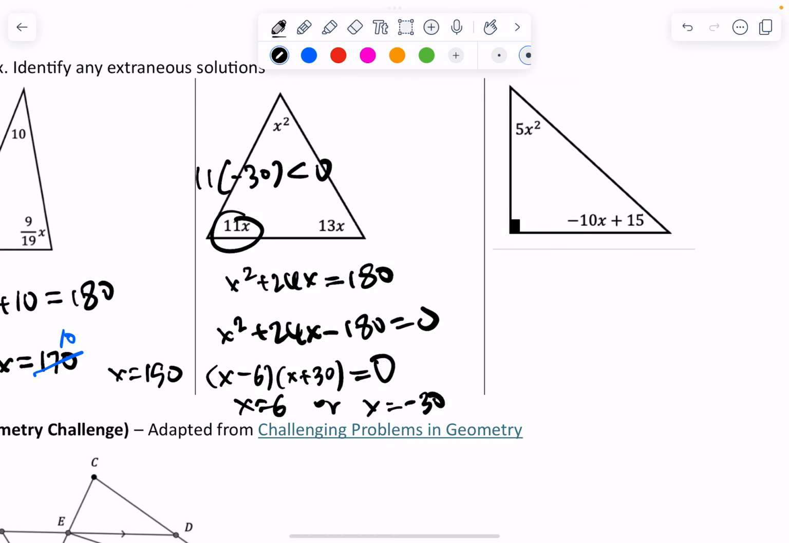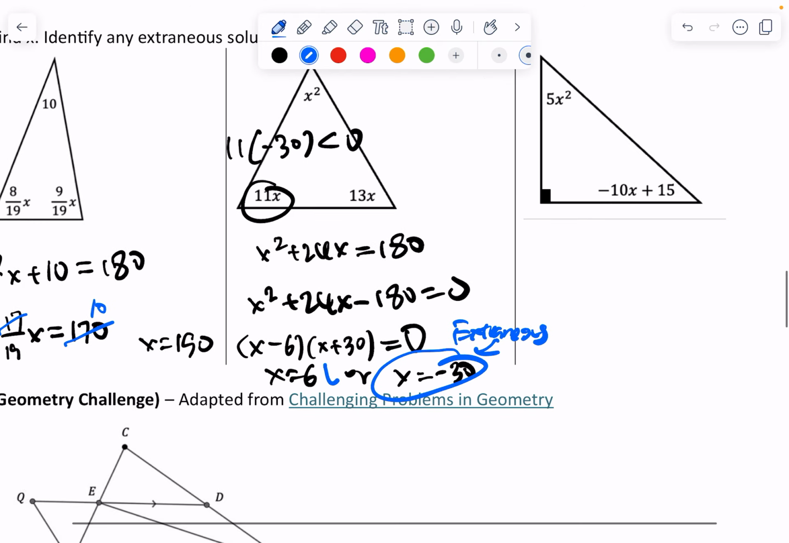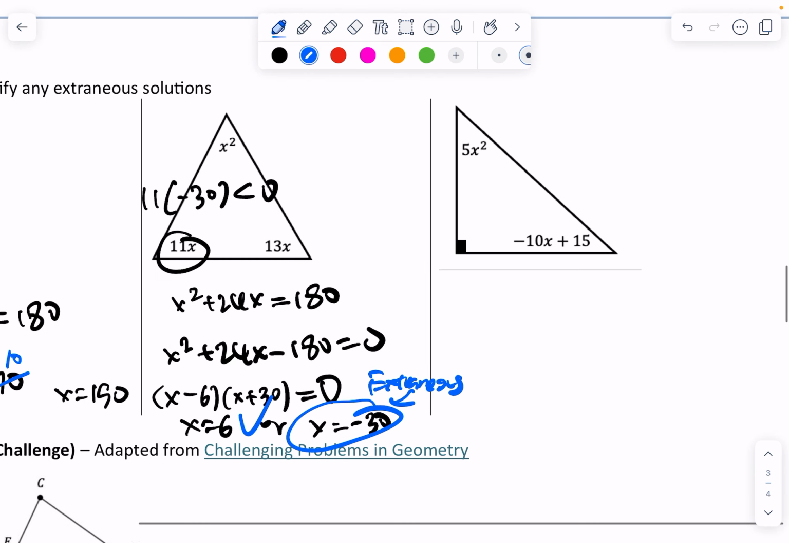Right. It is not extraneous because x is negative. It is extraneous because one of the angles is negative. Right, let me repeat that. This hint might be on your unit test. x equals negative 30 is extraneous, not because x is negative, but because 11x, one of the angles in the triangle, is negative. So this is why this is extraneous. And 6 works because all the angles are positive.